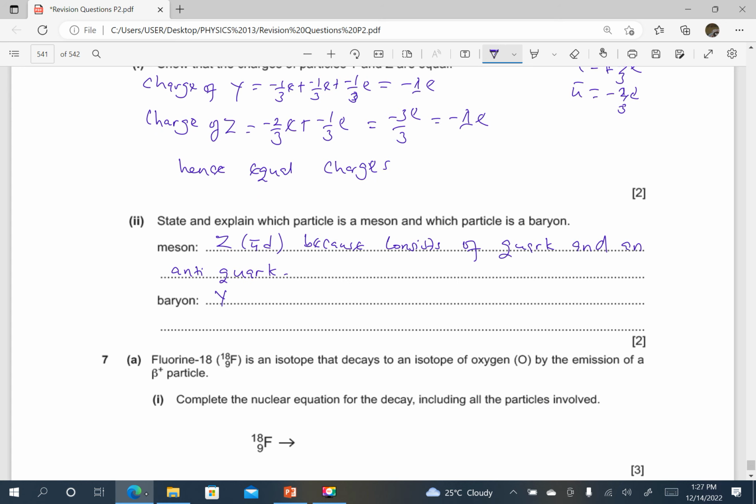Then Y is a baryon. Y, or down, down, down, is a baryon because it is made of 3 quarks. A baryon is a particle which is made up of 3 quarks.